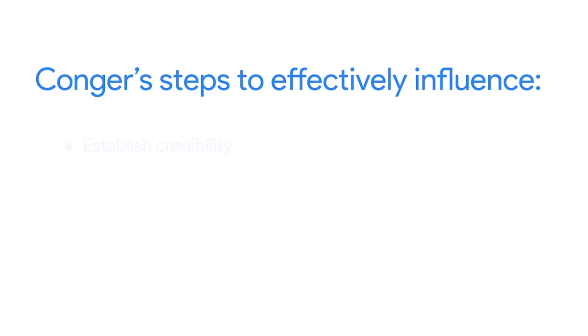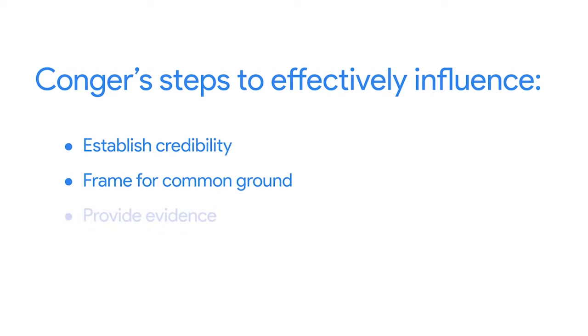We talked earlier about how the ability to influence is such a key element of effective project management. You might remember an earlier video where we covered 4 steps to effective influencing. Dr. Jay Conger lists these 4 steps to effectively influence: establish credibility, frame for common ground, provide evidence, and connect emotionally. One way to apply all 4 of these steps is to form a coalition.